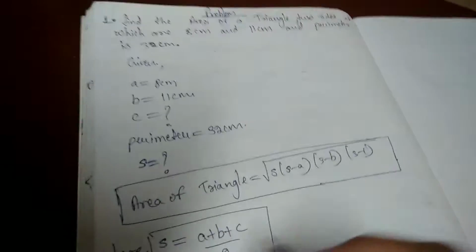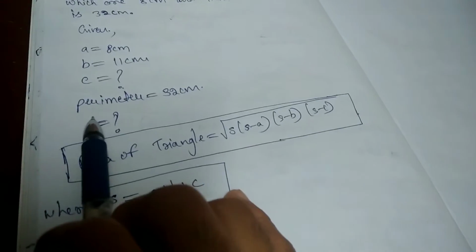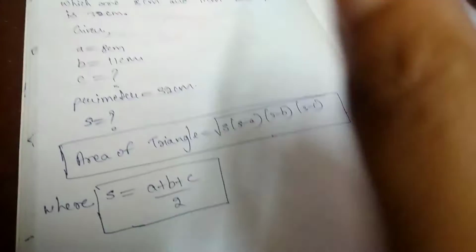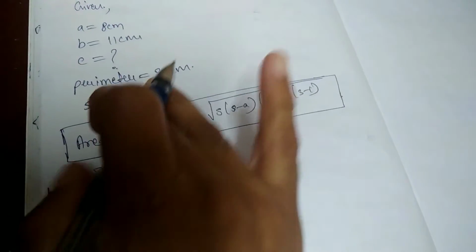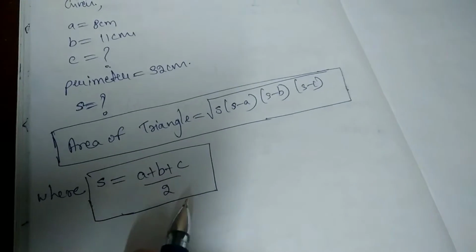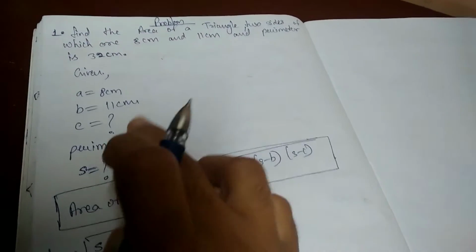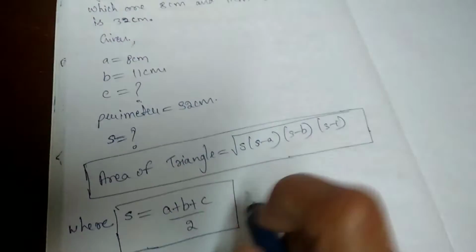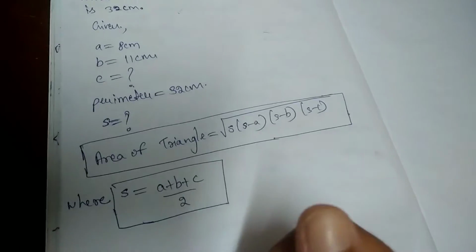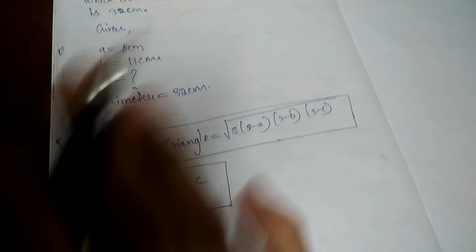So now first, how to find C? What values do we have? In order to get this, we have the value of perimeter. And what is the formula of perimeter? Now you know that this is the formula that has to be applied to find S. Finally you have to find S and the area of triangle. To find the area of triangle, you have to find S and C. Once it's done, you just put it into this formula. But this formula is no use once you don't find the value of C. So we want to find the value of C.